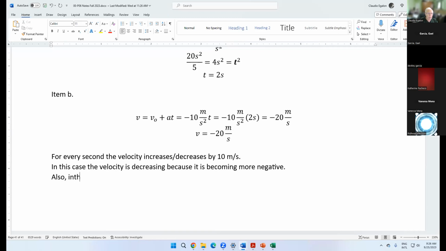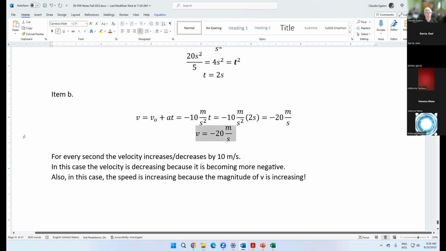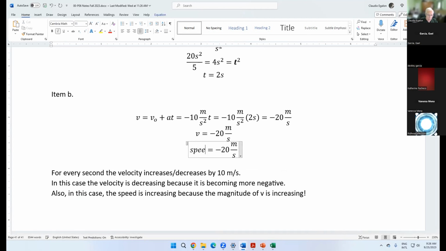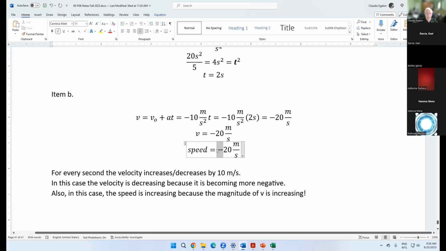Also, in this case, the speed is increasing because the magnitude of v is increasing, right? That's an important difference between speed and velocity. If velocity is minus 20 meters per second, the speed is going to be plus 20 meters per second. Important difference between speed and velocity.